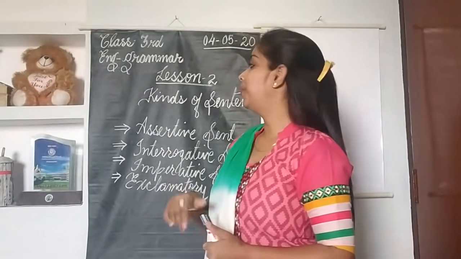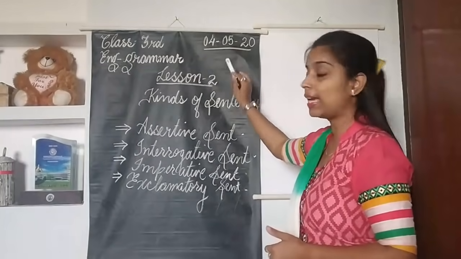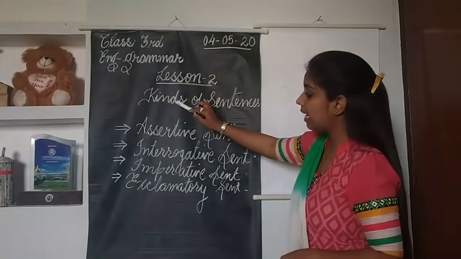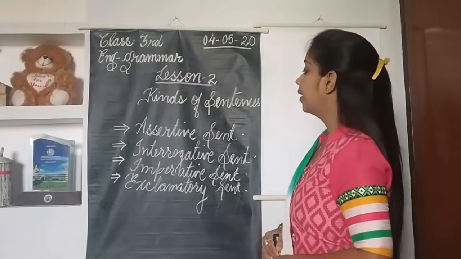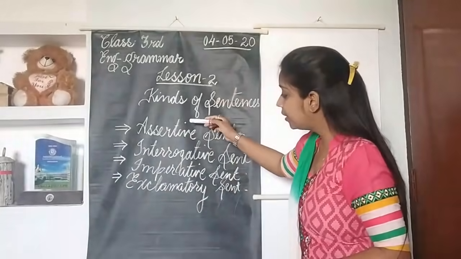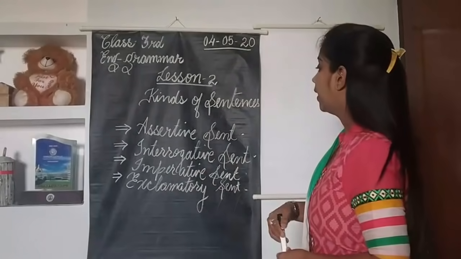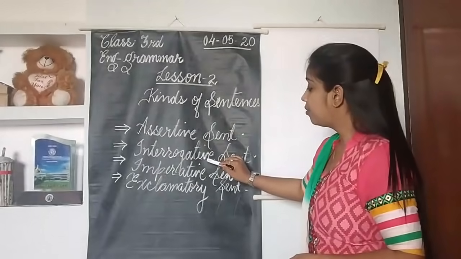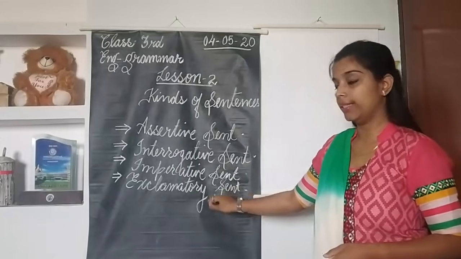In my previous session, I started lesson number 2, which was kinds of sentences. As I have discussed earlier, there are 4 kinds of sentences. Before starting today's session, let me revise the first 2 kinds which I have already discussed. The 4 kinds of sentences are: assertive sentences, interrogative sentences, imperative sentences, and exclamatory sentences.